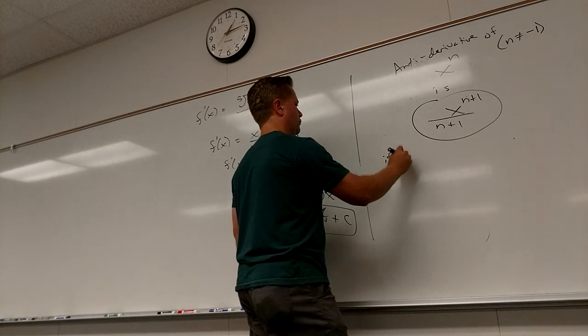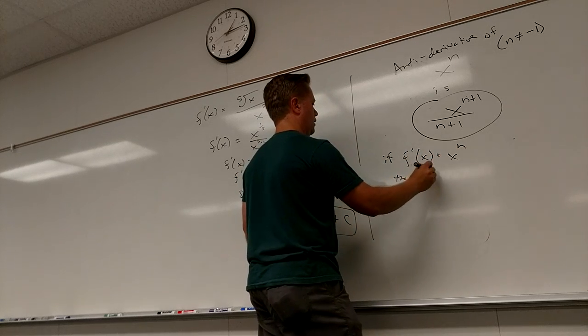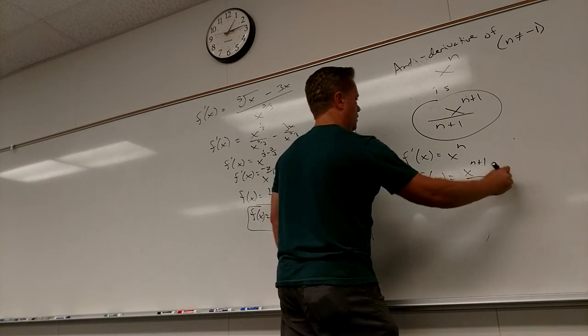So if f prime is x to the n, then f was x to the n plus 1 divided by n plus 1 plus c.